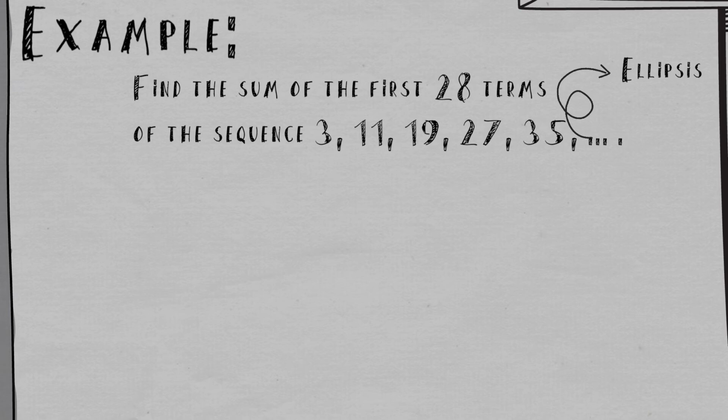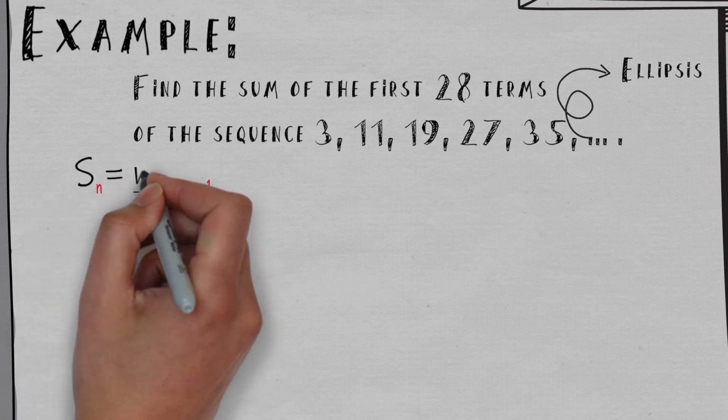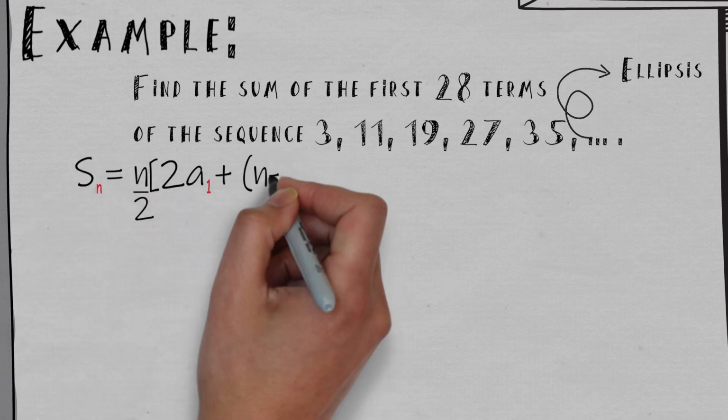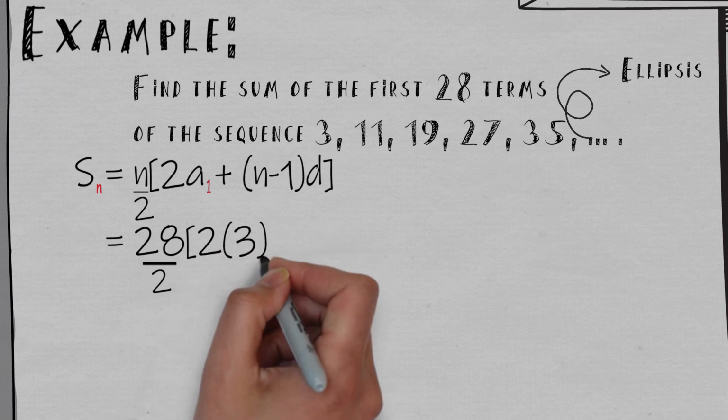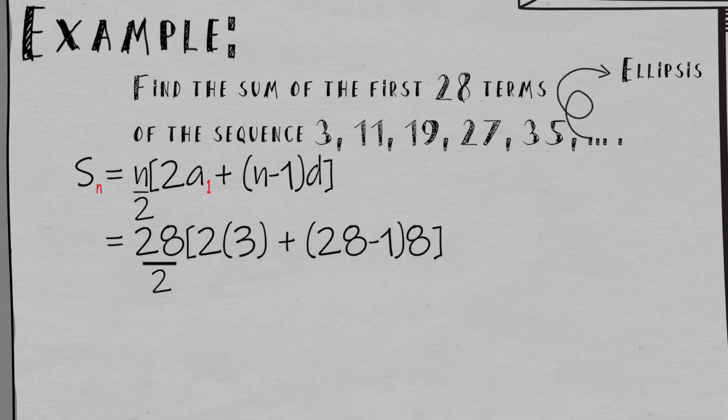So now, let us continue on solving, and let's use our formula. The first thing we would do is substitute the values. For N, that would be 28. For the first term, that would be 3. As you can see, this is twice the first term, therefore that is 2 times 3. Plus, N here is the number of terms, 28, minus 1, and the common difference is 8.